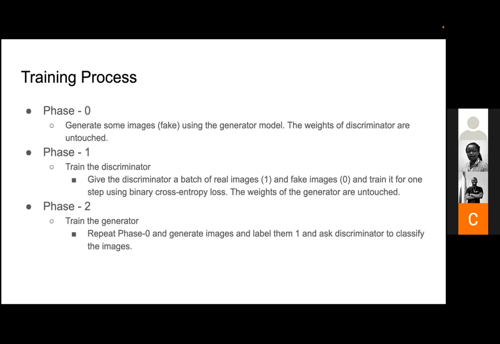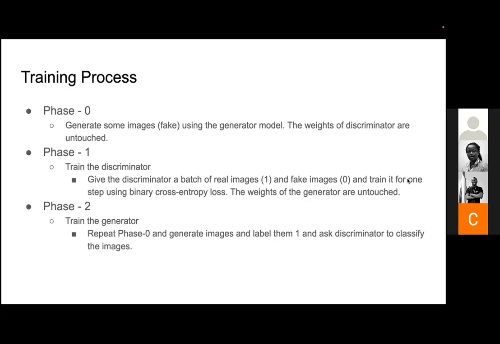So in phase two, we actually try to train the generator. We repeat phase zero: create some fake images and label them now as ones. Though we know that they are fake, we label them as one and ask the discriminator to classify. Suppose phase zero happened, we generated some fake data points, and the discriminator was given the original and fake data points and trained for one step. Remember, it has been trained only one step.